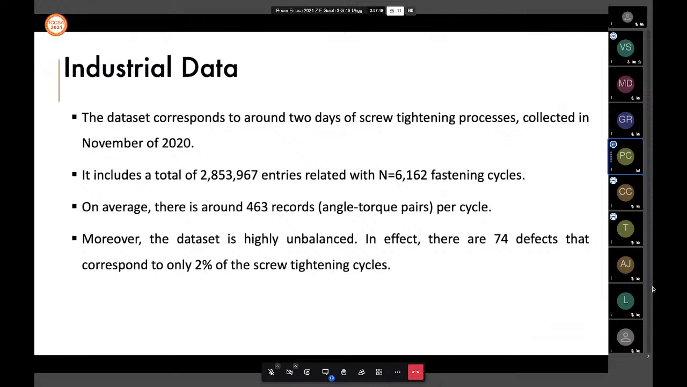One particularity of this problem, which is typical in industrial quality domains, is that the data is highly unbalanced, meaning that in most cases the fastening cycles are okay, and only in a very small, tiny amount of cases there are failures. In our data set, in these 6,000, we only have 74 defects, which corresponds to 2% of the data. So this is a challenging thing for the learning models.